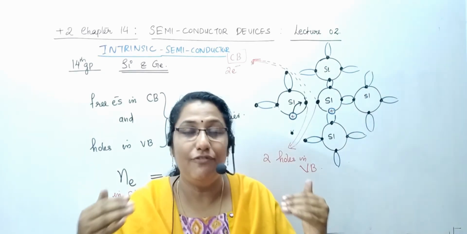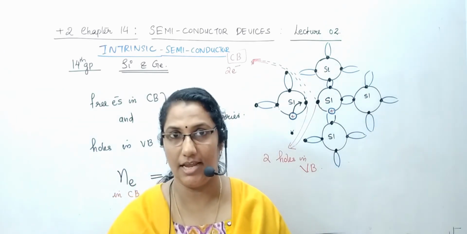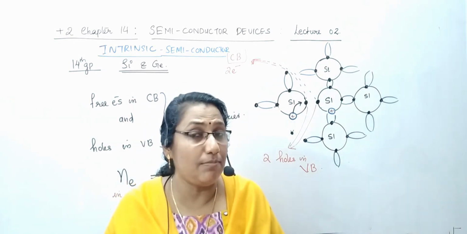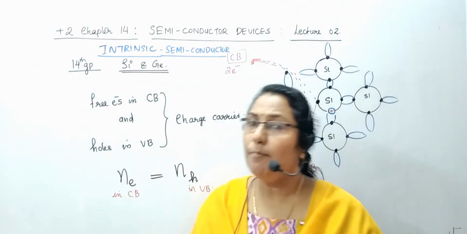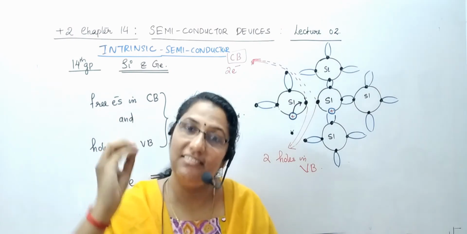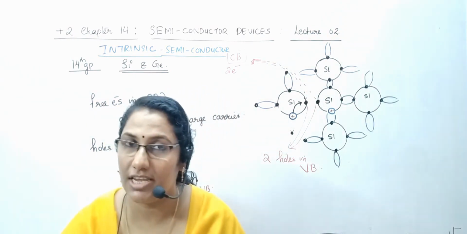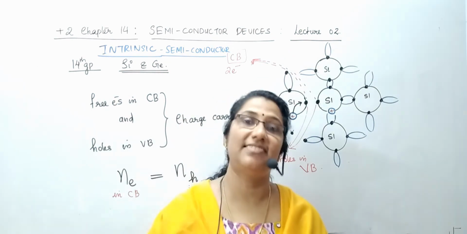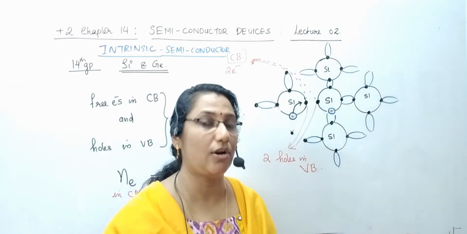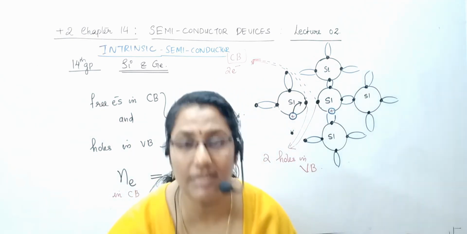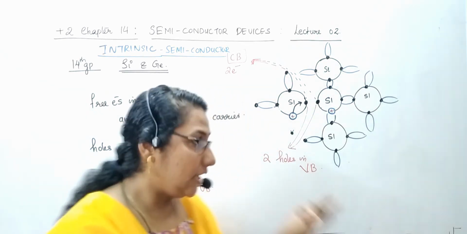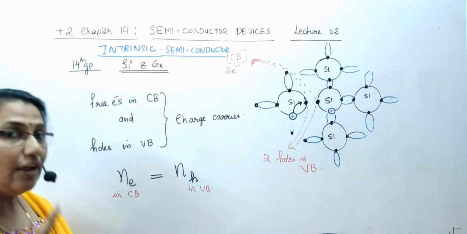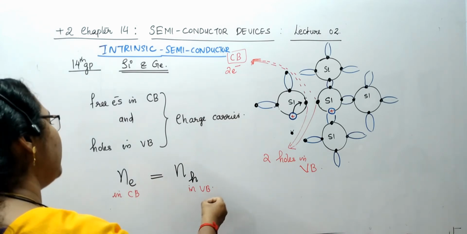So what is doping? We increase the conductivity of a semiconductor crystal by adding certain suitable impurities to it. Without increasing the temperature, we increase the conductivity of a semiconductor by adding certain suitable impurities. This process of adding certain suitable impurities to a semiconductor crystal to increase its conductivity is called doping. And such a semiconductor crystal is now called an impure or doped semiconductor, or extrinsic semiconductor. So the next topic is doping, the extrinsic semiconductor, where we will add certain suitable impurities to our pure form of semiconductor crystal.